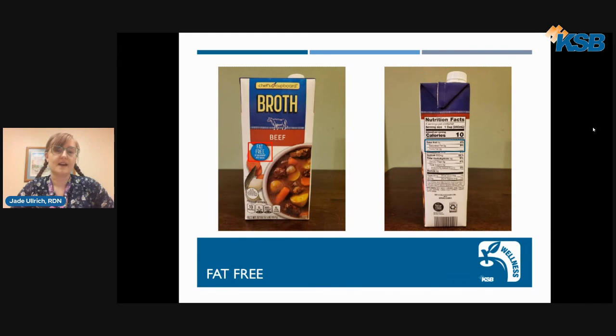And then lastly, we have this broth. You can see that it shows fat-free on the front, and if you look at the back on the nutrition label, it shows 0 grams of fat.